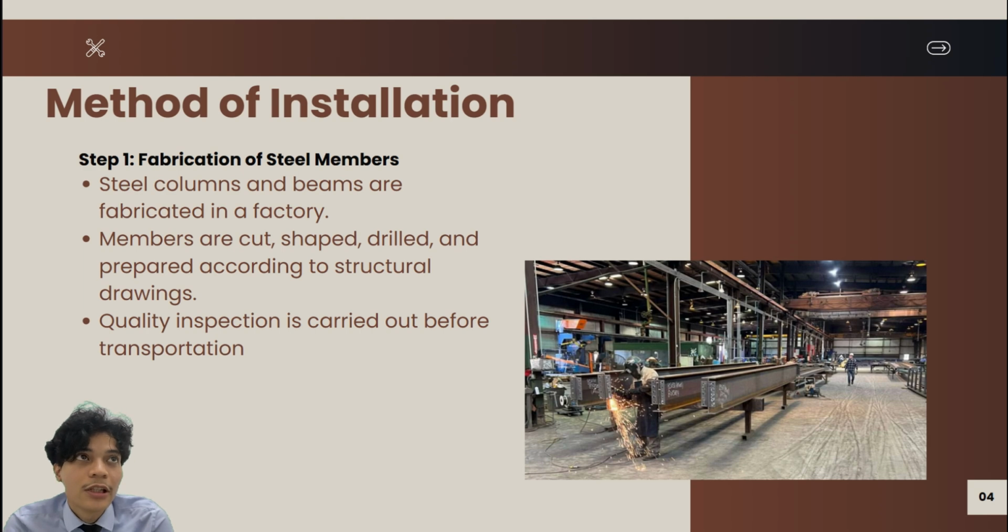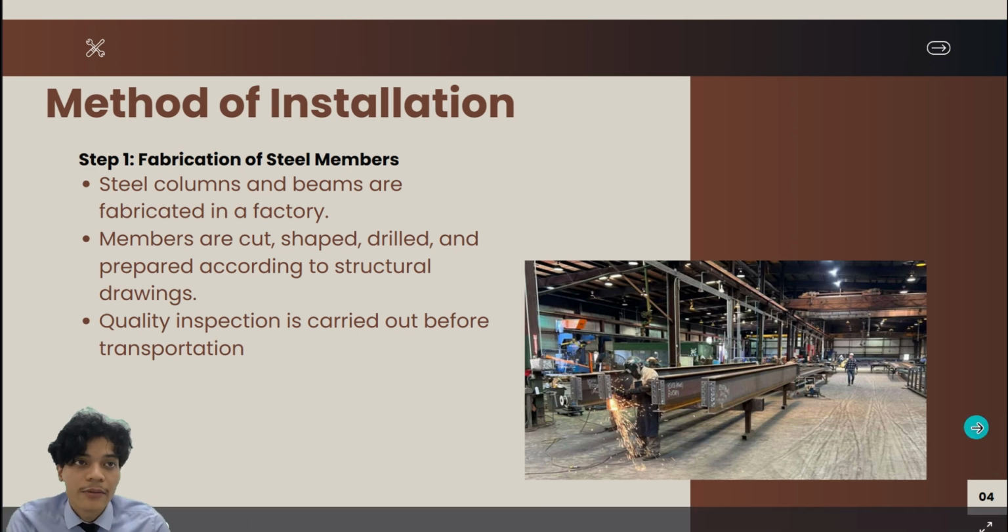So the first stage in installing a steel skeleton frame is the fabrication of steel members. Steel columns and beams are manufactured in a controlled factory environment based on the engineer's design specification. During fabrication, steel members are cut, shaped, drilled, and prepared for connection. Quality inspections are carried out to ensure that all dimensions and specifications meet the required standards before the materials are transported to the construction site.